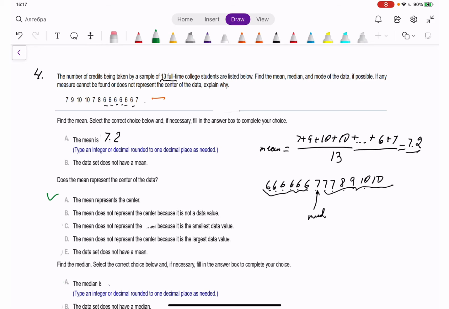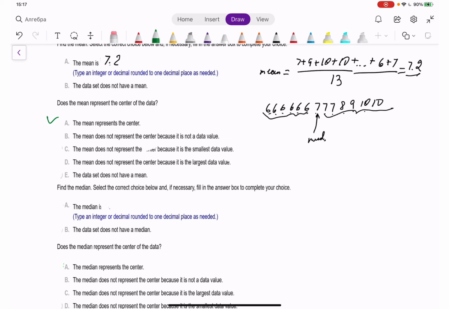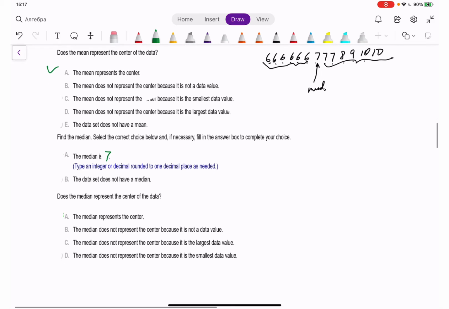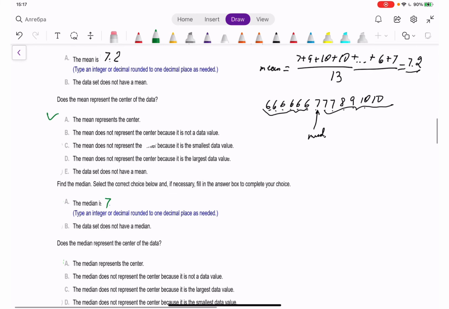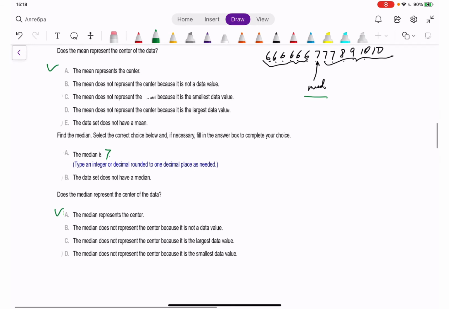Okay, what else do we have? We need to find the median. We already found it. Median is 7. All right. Does the median represent the center of the data? Yes, because they are equal. Mean is 7.2 and median is 7. Yes, the median also represents the center. If it were different, if there were a difference between them, then no. That wouldn't represent the center.